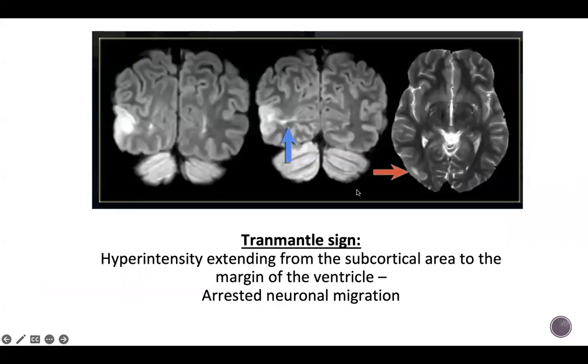So talking about the transmantle sign in case of focal cortical dysplasia, it is hyperintensity that is extending from the subcortical area to the margin of the ventricles, as you can see. So that is the hyperintensity that is involving the cortex with a thin hyperintense line that is moving towards the ventricles. This is all because of arrested neuronal migration.